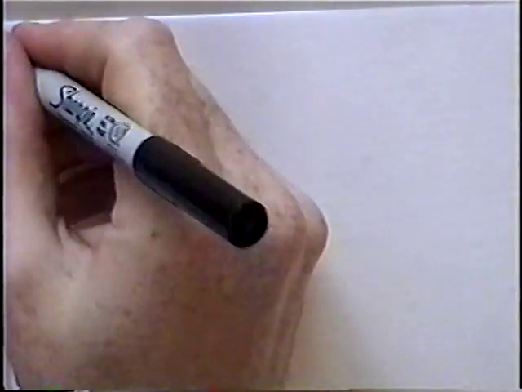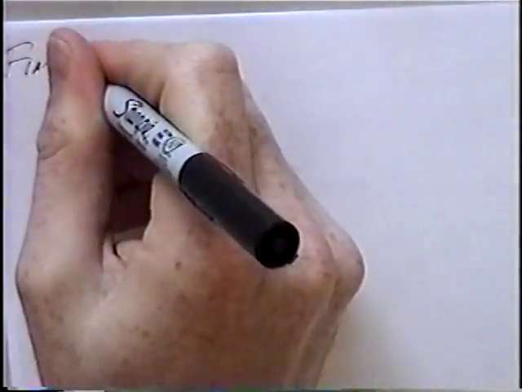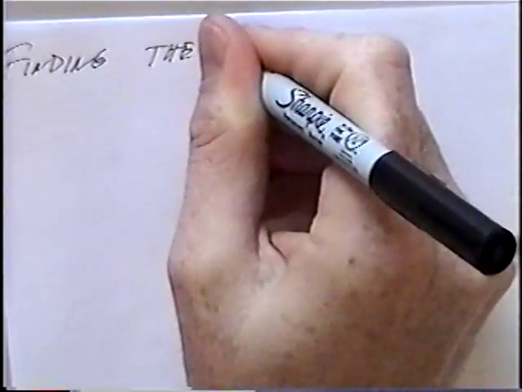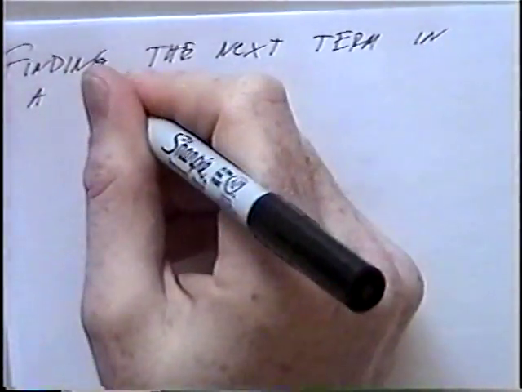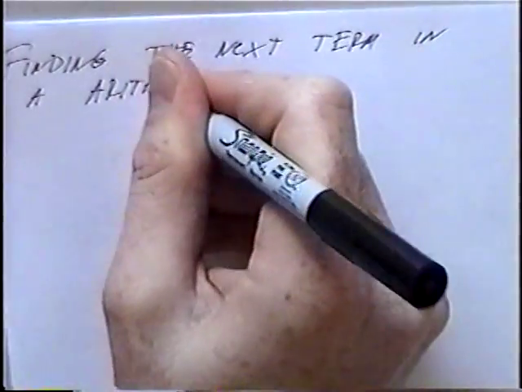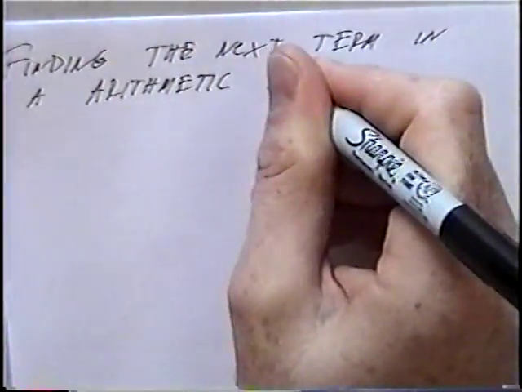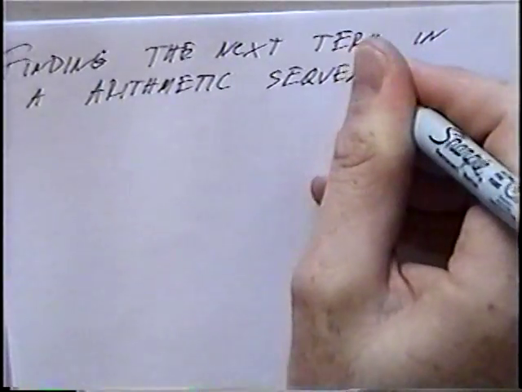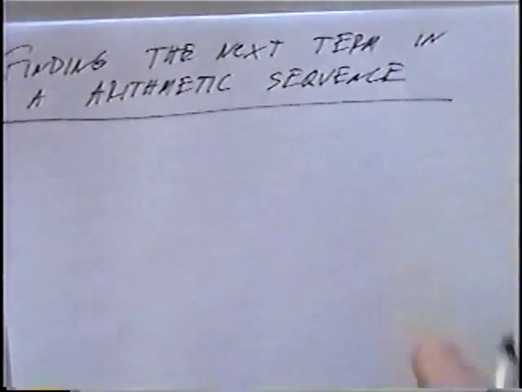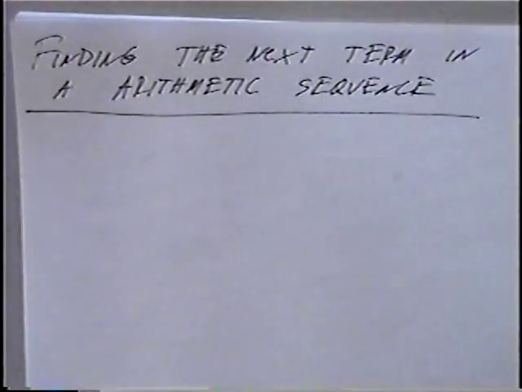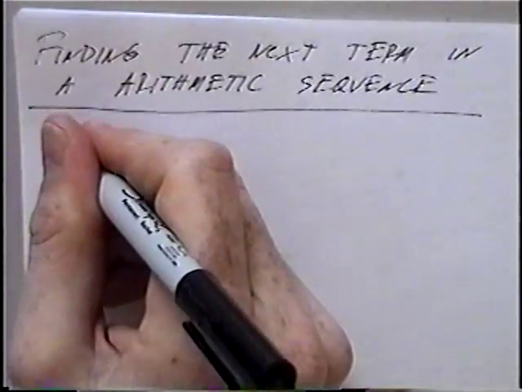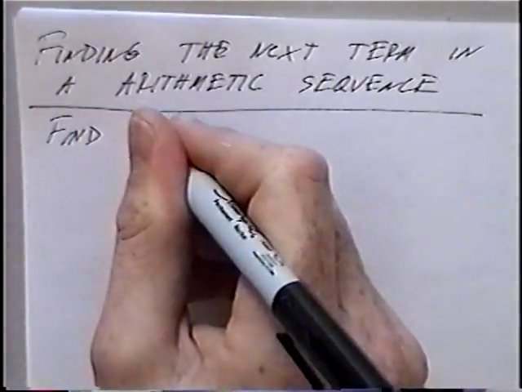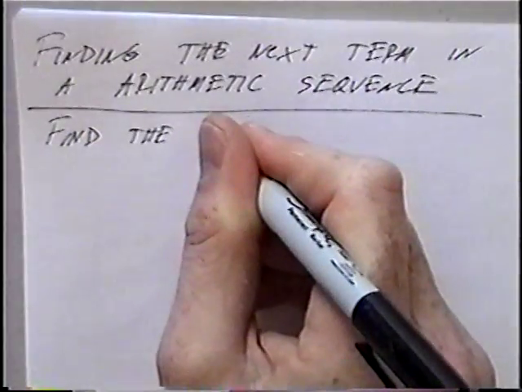Title of the first section is Finding the Next Term in an Arithmetic Sequence. Directions for the first part are we're going to find the next 4 terms.